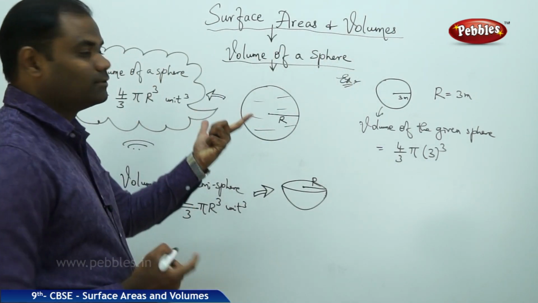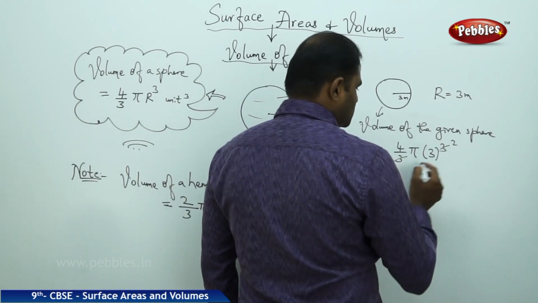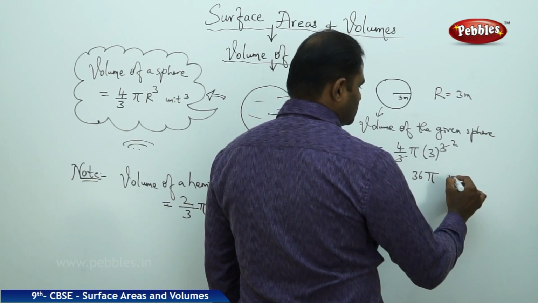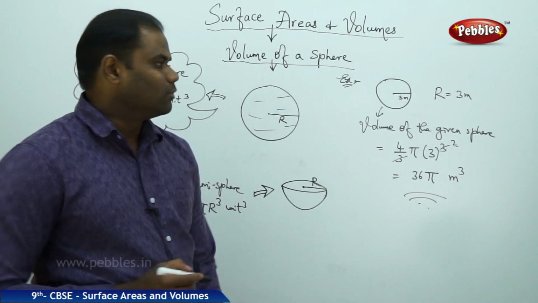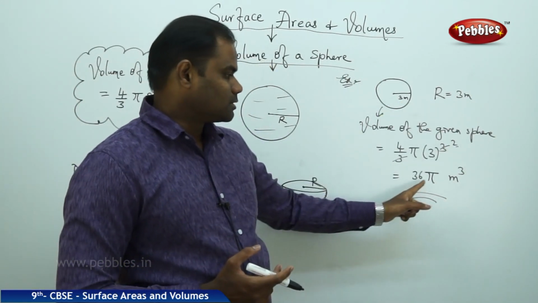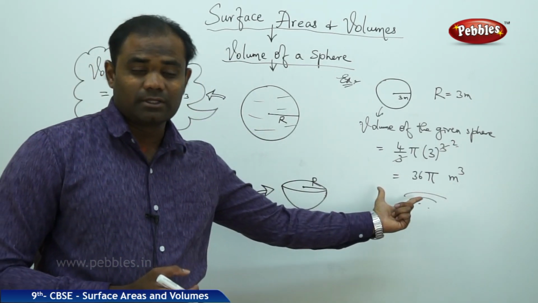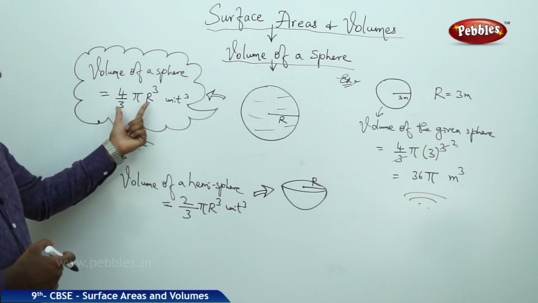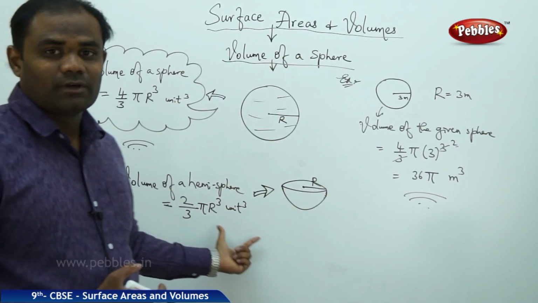substituted with the value of the radius r. This gives me 3 squared 9, 9 fours 36 pi meter cube, is how we understand the volume of the sphere with radius 3 meters is 36 pi meter cube. Answer in terms of pi, using the formula 4 by 3 pi r cube. Volume of sphere and volume of hemisphere.